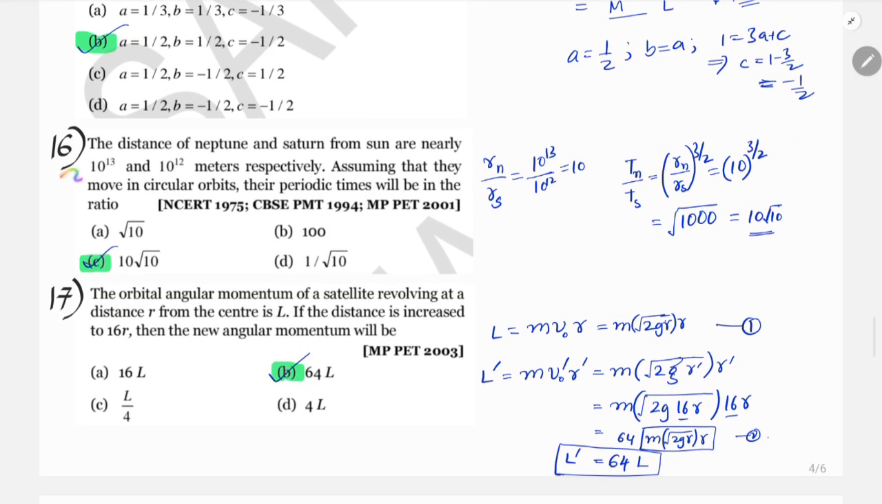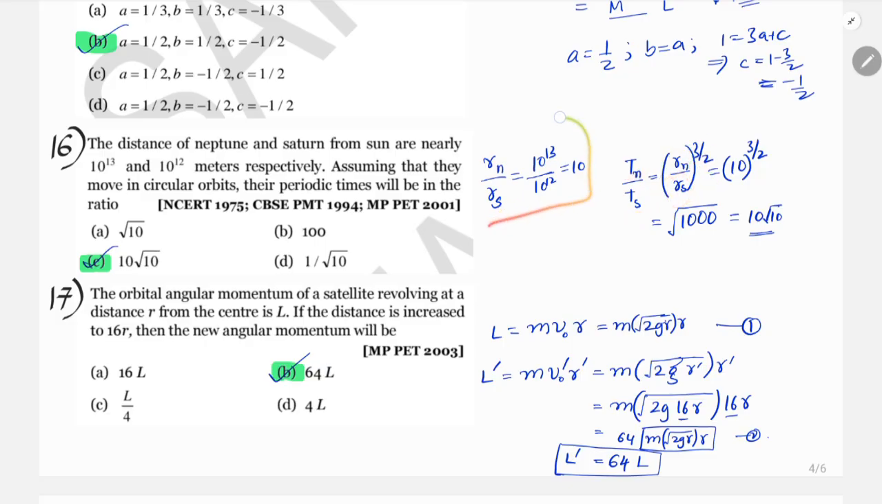Next, problem number 16. The distances of Neptune and Saturn from the Sun are nearly 10 power 13 and 10 power 12 meters respectively. Assuming that they move in circular orbits, their periodic times will be in the ratio. We know again the same formula, law of periods: T Neptune by T Saturn is equal to R Neptune by R Saturn whole power 3 by 2.